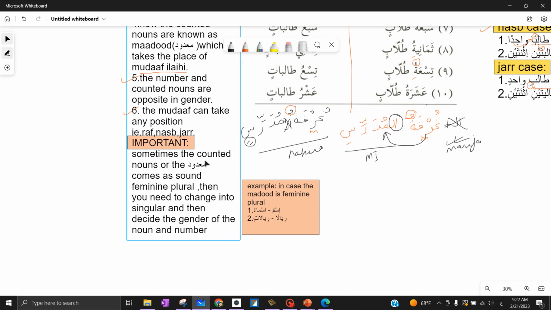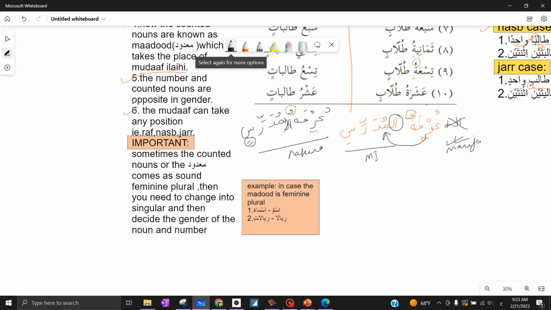Sometimes the counted noun, or the madud, comes as a sound feminine plural, just like talibatin. Then you need to change it into singular and then decide the gender of the noun and number. For example, I have given here. In this case, the madud is feminine plural. I will just explain it here.